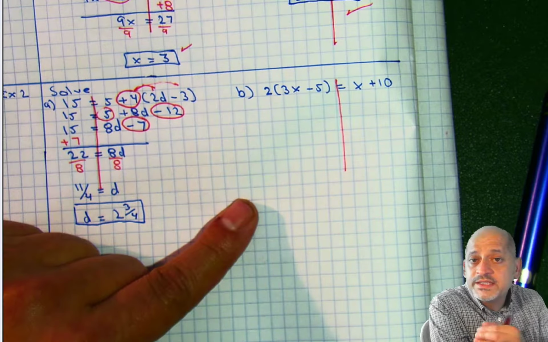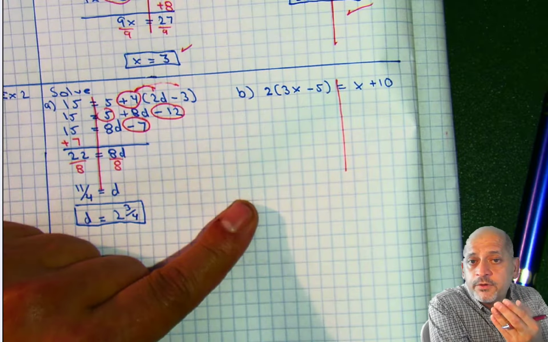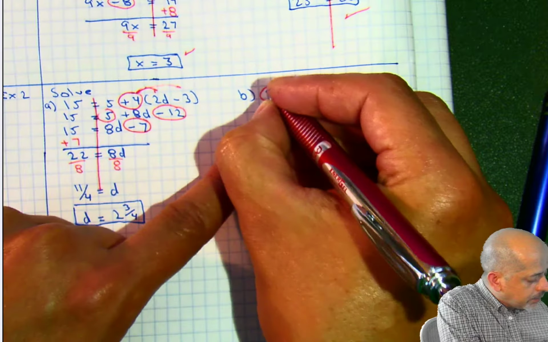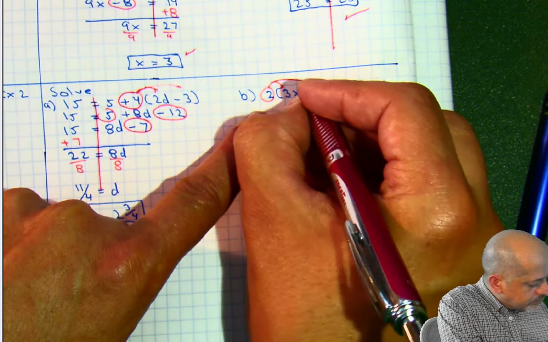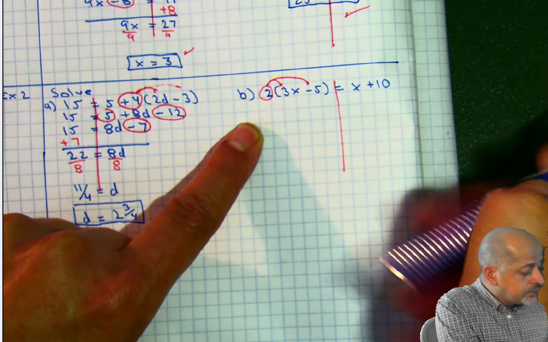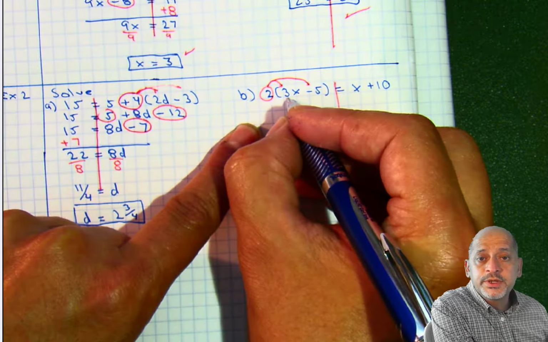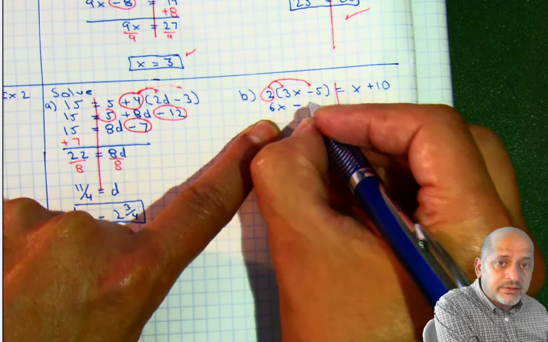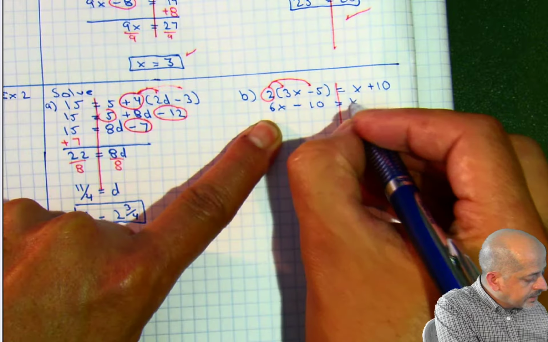Well, I noticed I have parentheses up there, right? So therefore, since I have parentheses, I need to use which property? Distributive property. I'm going to distribute my 2. So I'm going to multiply 2 times 3x will give me 6x. 2 times negative 5 will be negative 10. x plus 10.